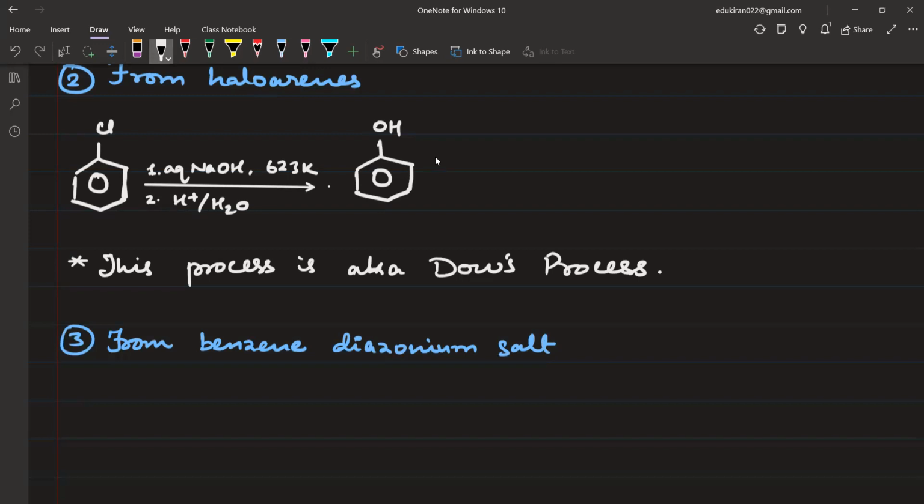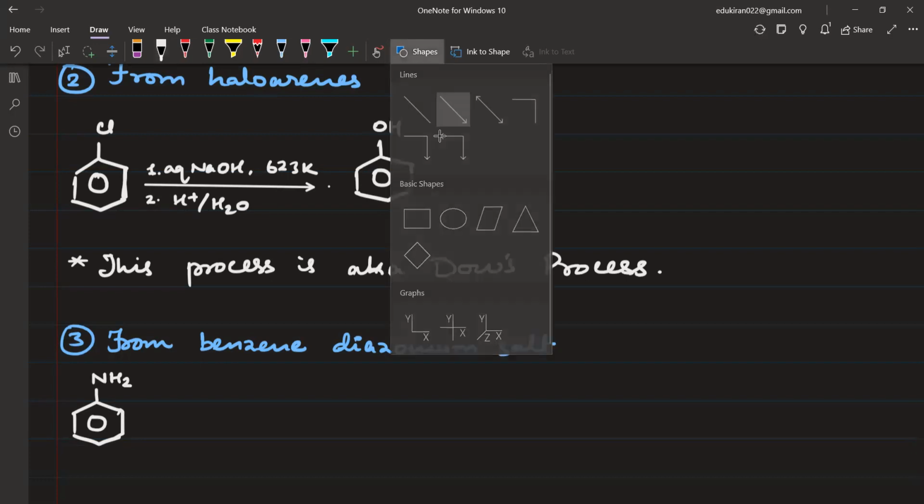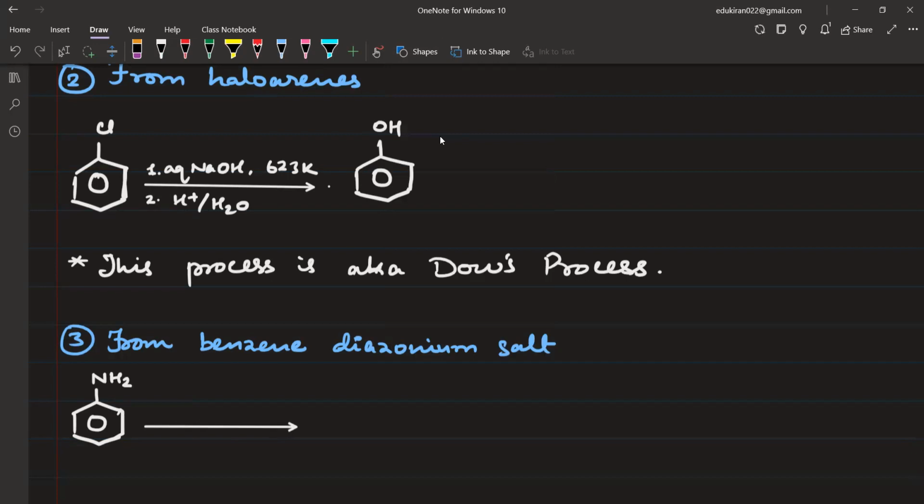Now, in the last chapter, we saw that benzene diazonium salt can be prepared by treating aniline, that means benzene with the presence of NH2. We are going to treat this aniline with HONO, that is prepared by mixing NaNO2 and HCl, at 0 to 5 degrees Celsius. We will get benzene diazonium chloride, N2+ and Cl-.